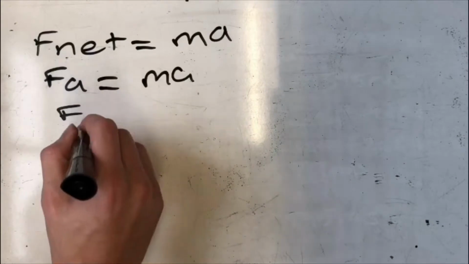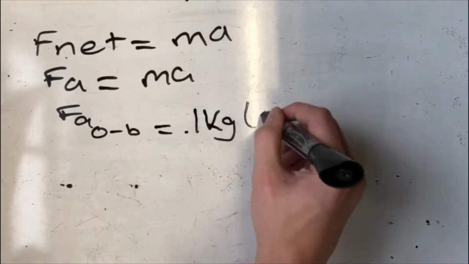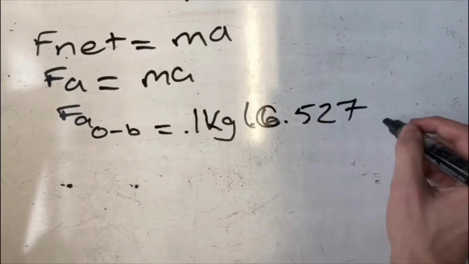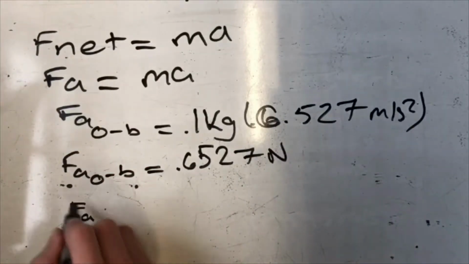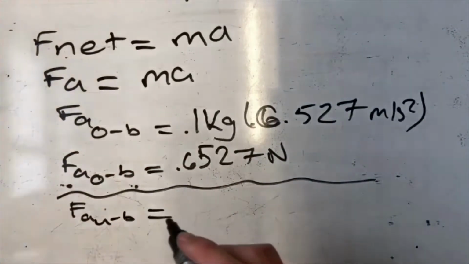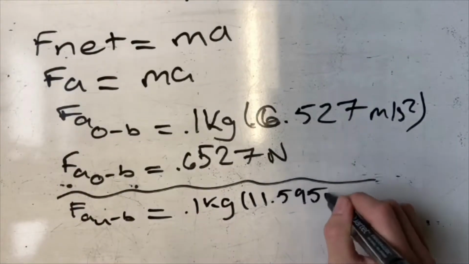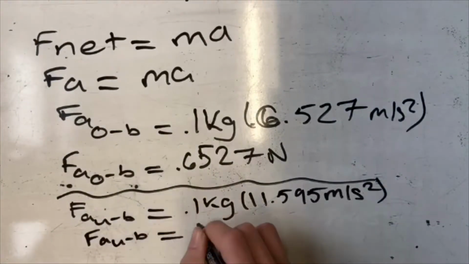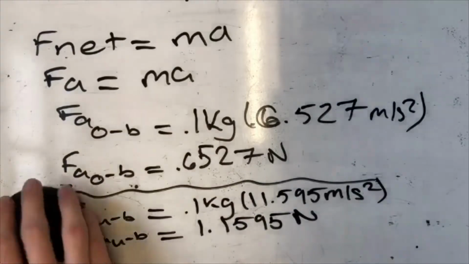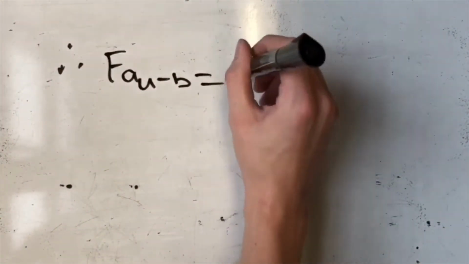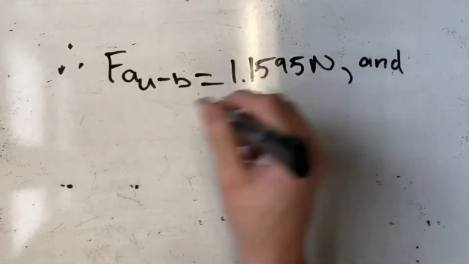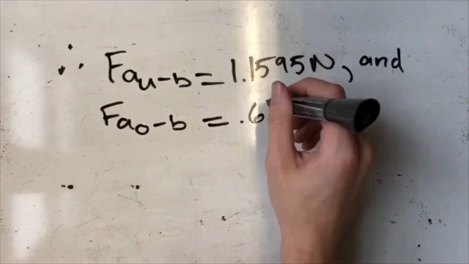Using the second Newton law, plug the acceleration and the mass of the ball into the equation. Net force equals mass times acceleration. The applied force on the overhand throw is 0.6527 newtons and the applied force on the underhand throw is 1.16 newtons. Therefore, the applied force on the underhand throw is greater than the applied force on the overhand throw.